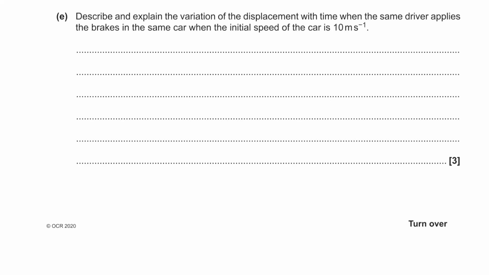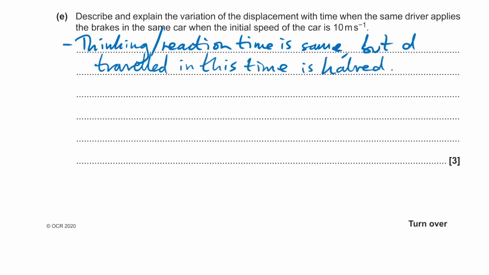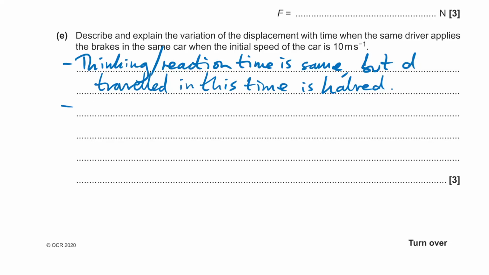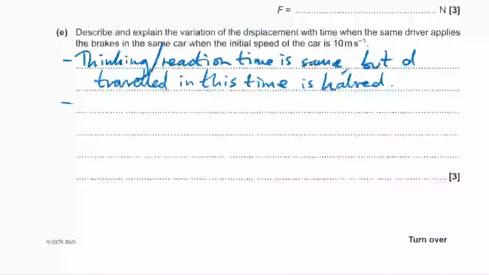in the same car when the initial speed of the car is 10 meters per second. So half the speed. So we know that the thinking or the reaction time is the same, but distance travelled in this time is halved, of course. Apart from that, what can we say? Are we really going to be finding out the distance? I mean, we could find out the distance there, but it's just going to be half the distance. So I'm not so sure about this question.